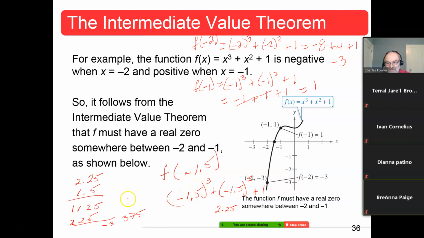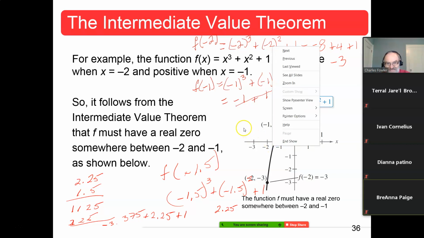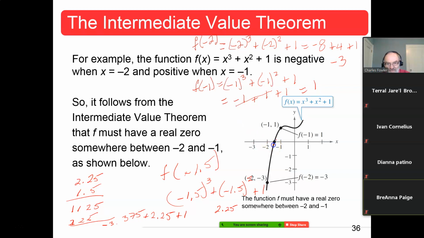So here we have a -3.375, a plus 2.25, and then a plus 1. Okay, I still wish I had my calculator. But this comes up to be 3.25 minus 3.375. That's just going to be slightly negative. So at -1.5, it's going to be slightly negative. So now we know that it's something in between -1.5 and -1 because it's positive here and negative there.